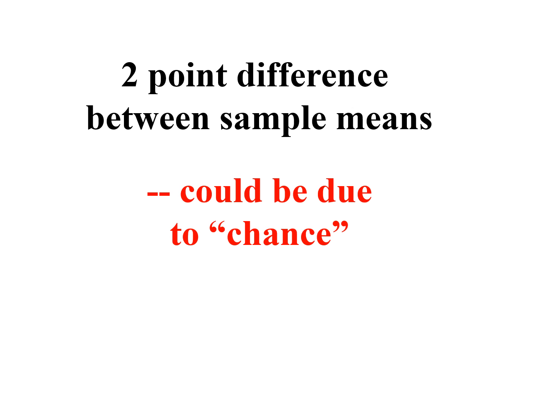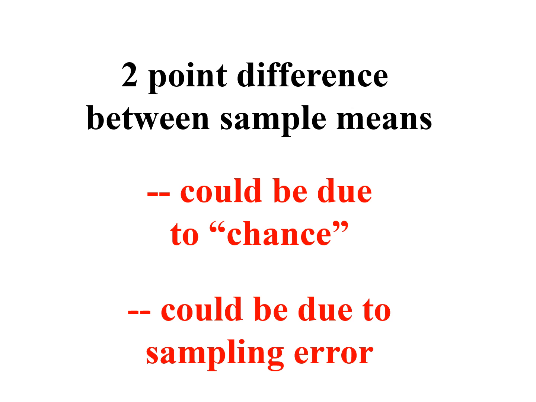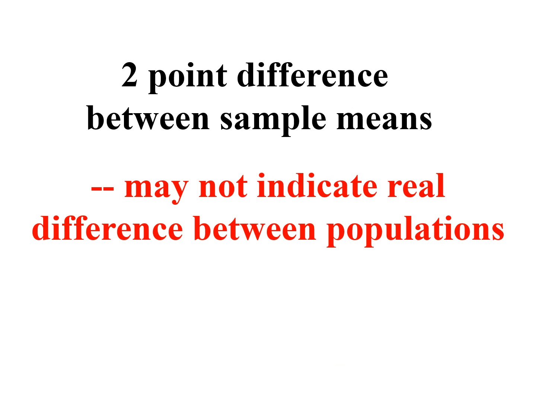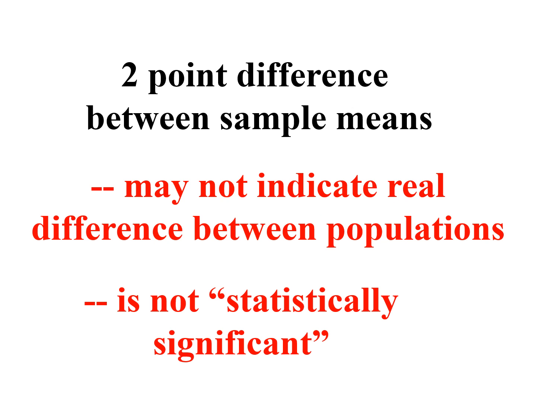The 2-point difference between these sample means could be due to chance, could be due to sampling error. It may not indicate a real difference between the populations, and it is not statistically significant. All these statements are ways of expressing the same underlying idea.